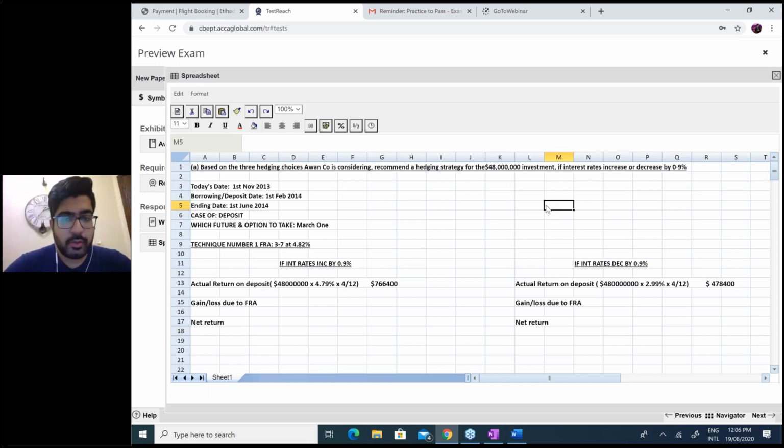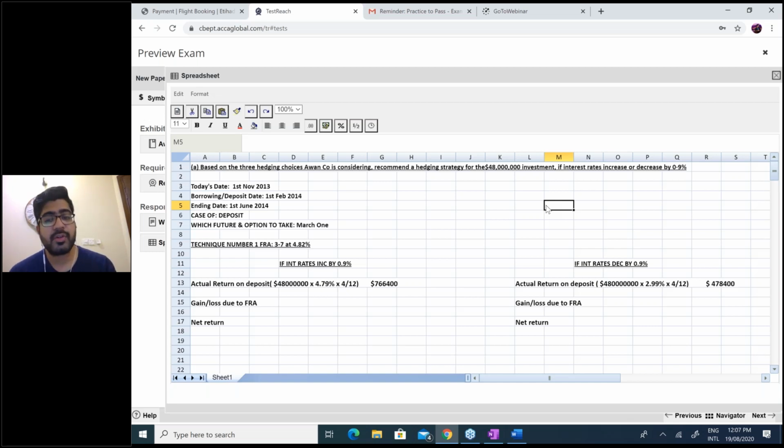Okay, so I need to recommend a strategy in case interest rates increase or decrease. So I have to make 2 columns, interest rates increase column as well as decrease column. The format I've told you: it's actual return on deposit and gain loss due to FRA, net return. In a borrowing case, it's actual cost of borrowing, gain loss due to FRA, net cost.